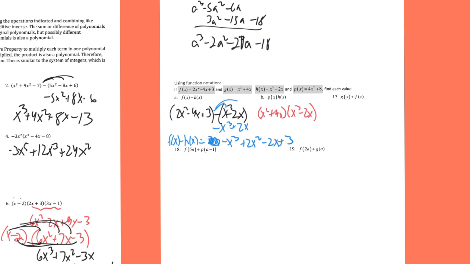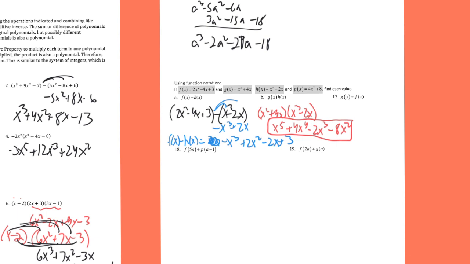FOIL it out, I believe your answer is going to be x to the 5th. Let's see, plus 4x to the 4th. Minus 2x cubed, and then minus 8x squared. Yeah, so that should be what you get when you multiply those together. And then this just says take g of x and f of x, add them together, combine like terms.